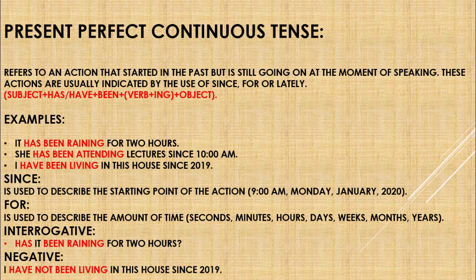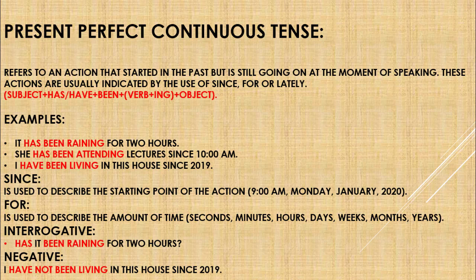As you can see in the examples, it has been raining for 2 hours. She has been attending lectures since 10 a.m. I have been living in this house since 2019. Since is used to describe the starting point of the action, like 9 a.m., Monday, January 2020. For is used to describe the amount of time, like seconds, minutes, hours, days, weeks, months, or years.